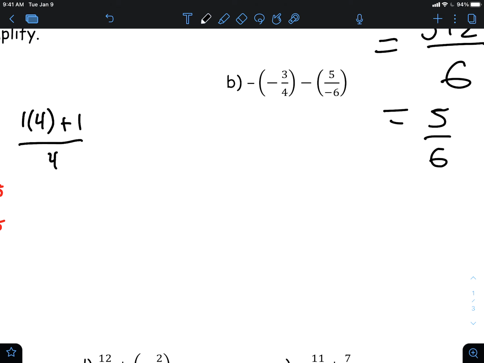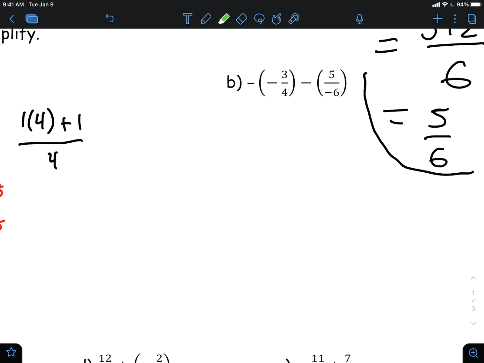All right, up next, we've got negative 3 over 4 minus 5 over negative 6. So instead of giving it to us in whole numbers here, the way that they've messed us up is by giving us a ton of negatives. So let's just clean that up quickly.